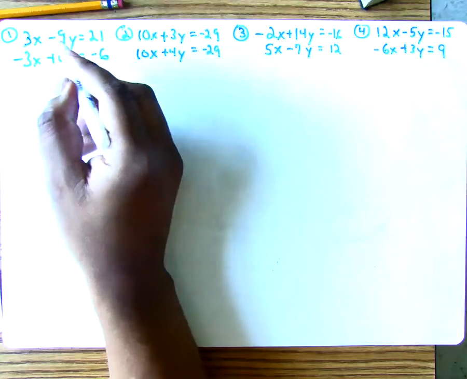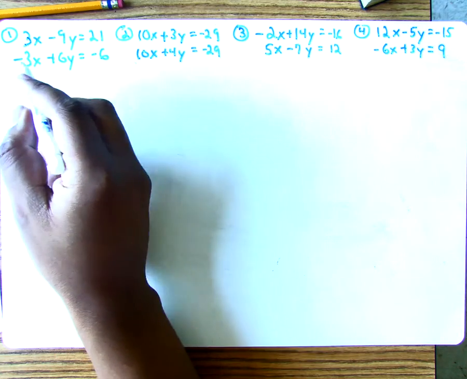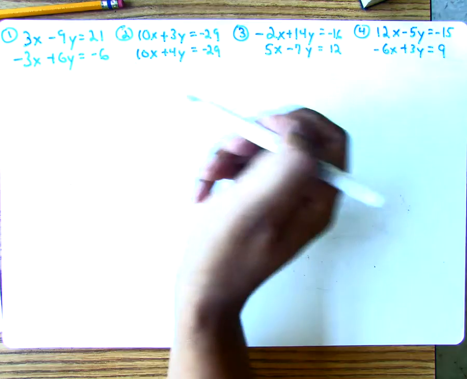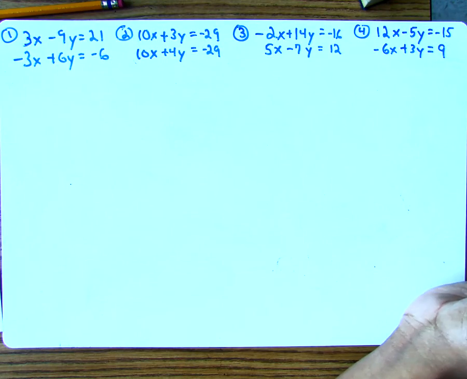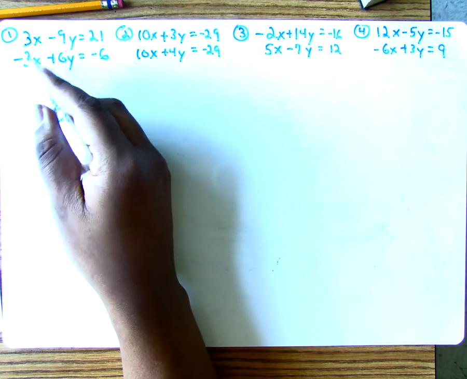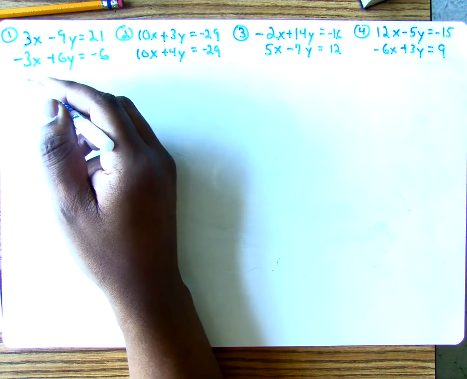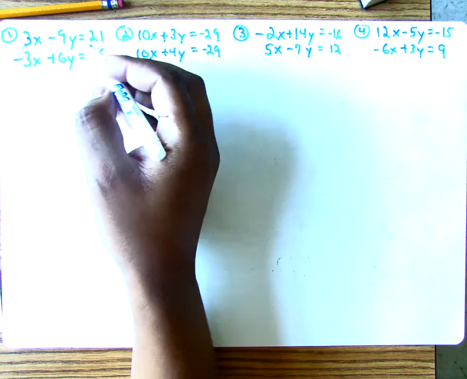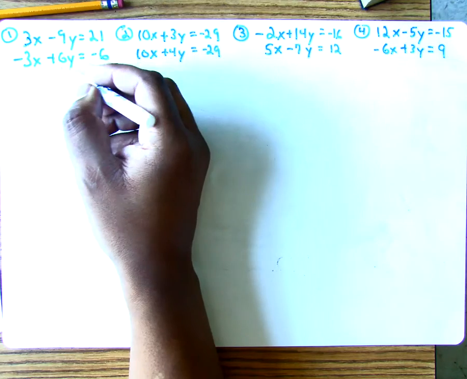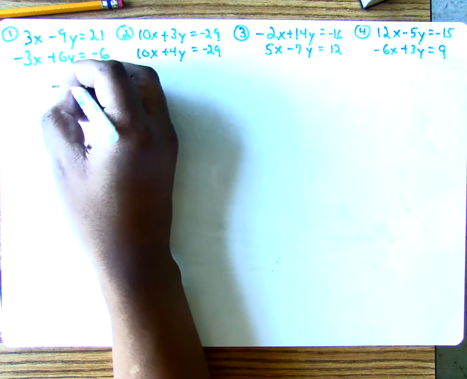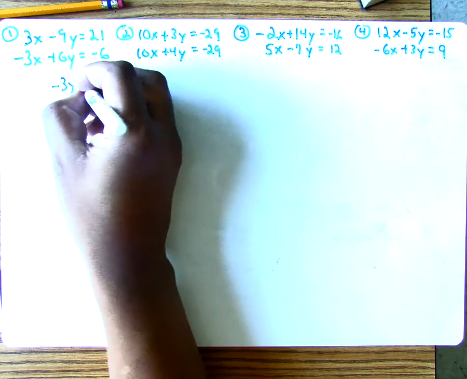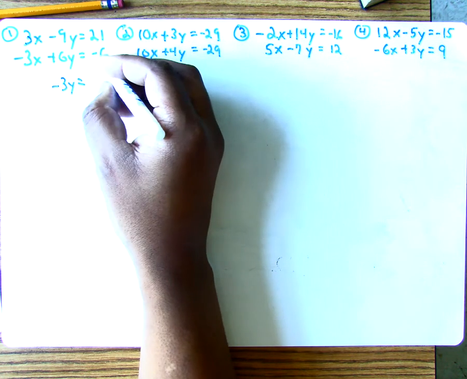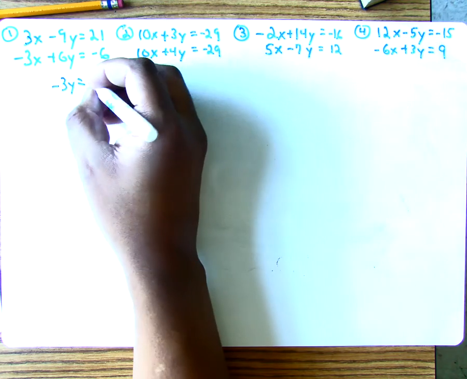Here we've got 3x minus 9y equals 21 over negative 3x plus 6y equals negative 6. Okay, so we can see right away that the 3x and the negative 3x will cancel out if we add. So 3x and negative 3x will turn into 0. Next you have negative 9y plus 6y. That's going to be negative 3y. And last we've got 21 plus a negative 6, which is going to be a positive 15.